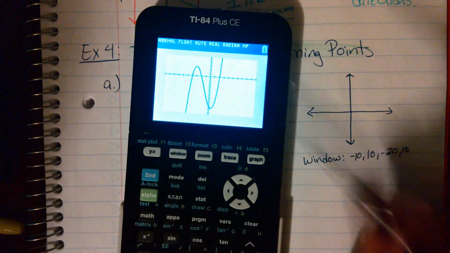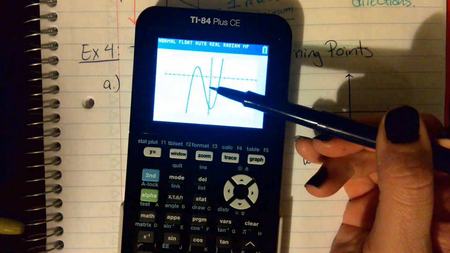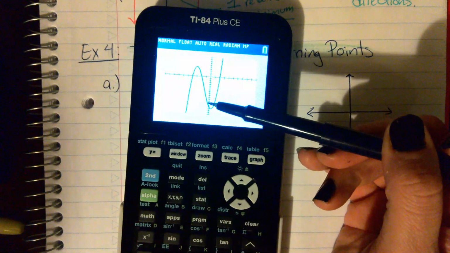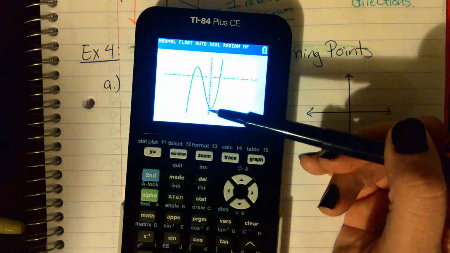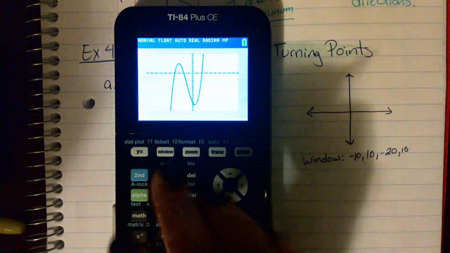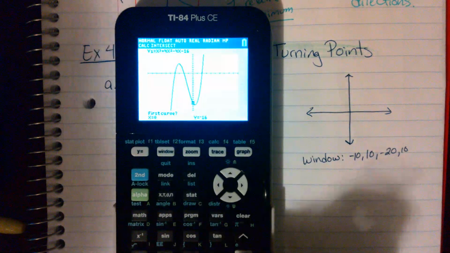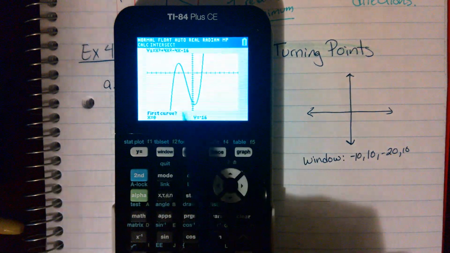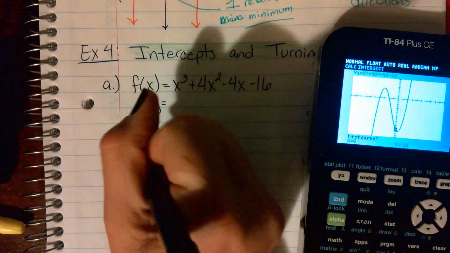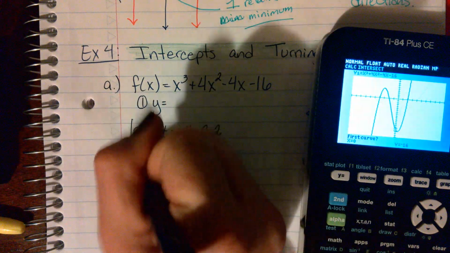And my y-intercept is negative 16. Now remember, if you're having trouble seeing it, you can do second trace and 5, and there it's going to show us that intercept, 0, negative 16. So my y-intercept is negative 16.